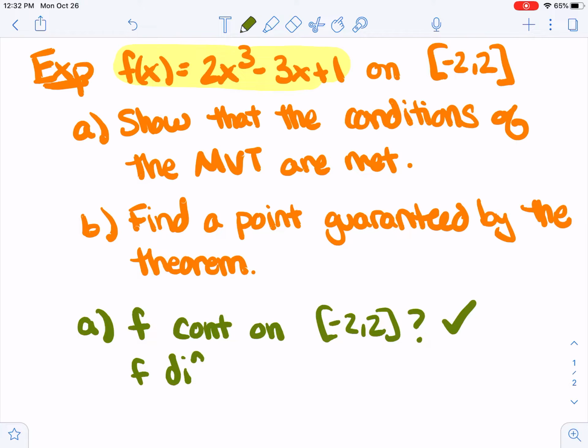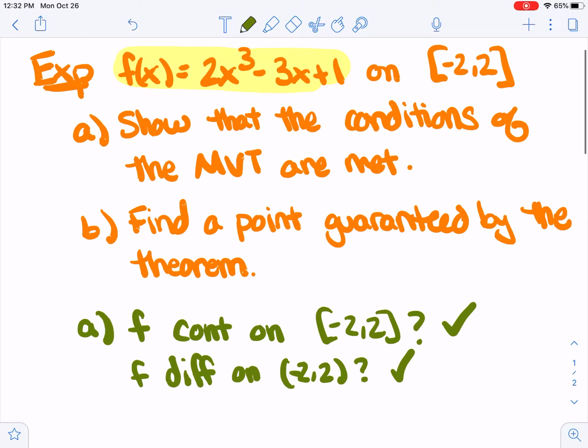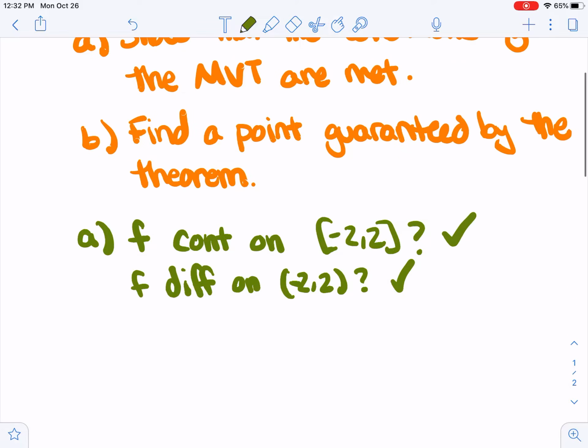Is it differentiable on the open interval from -2 to 2? And yes, it's differentiable for the same reasons. It's just a nice function. There's nowhere for it to have a cusp or a point or a jump or an asymptote or something like that. So it's continuous, it's differentiable, and the interval is closed, -2 to 2. That's the third condition. -2 to 2 is closed. Yes, all right. So the conditions are met.